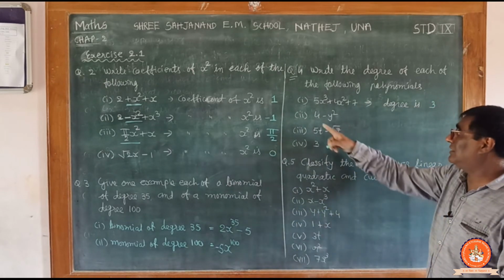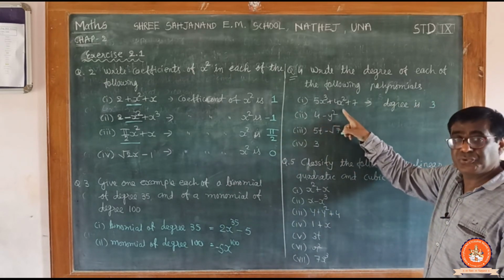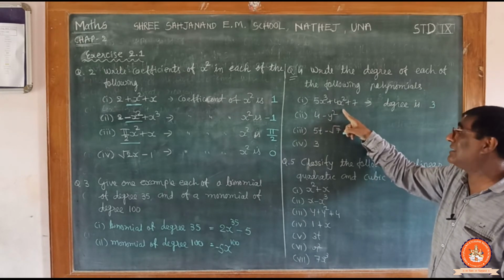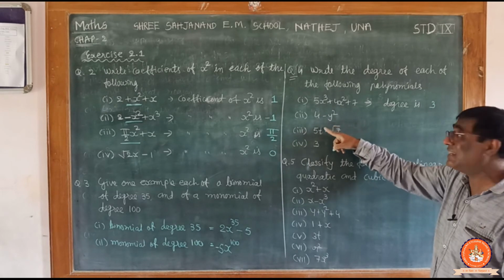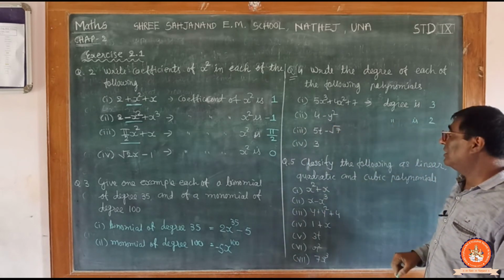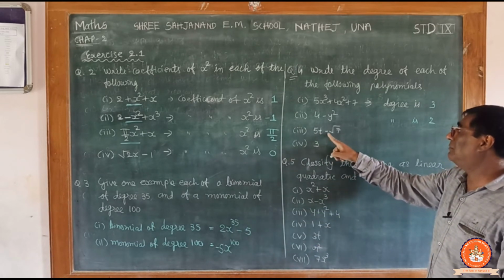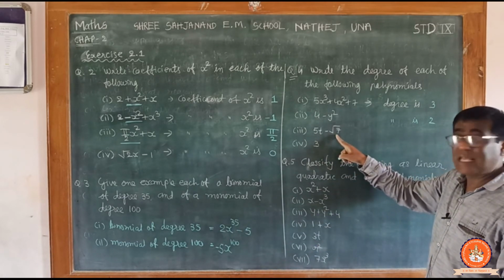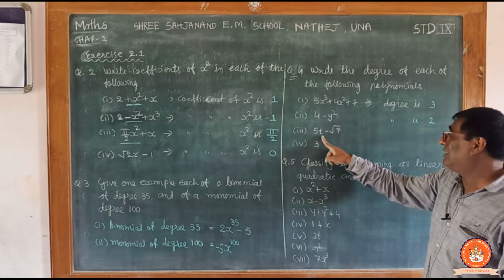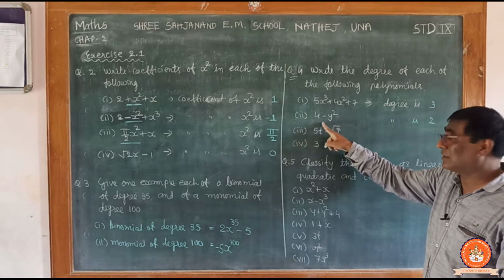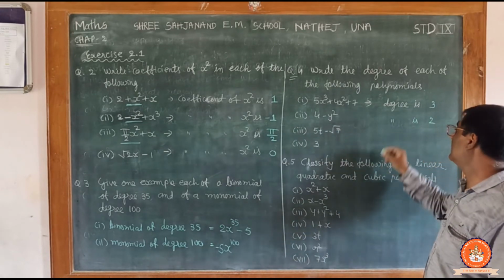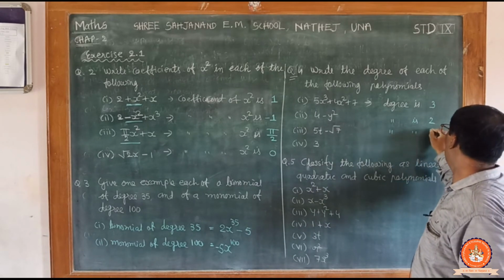Okay. Now look at it. 4 minus y raised to 2. You can easily see that the highest exponent of the variable y is 2. So its degree is 2. Now look at it. 5t minus root 7. See, the variable is here only and its exponent is 1. So the highest exponent of the variable is 1. So the degree is 1. Okay.